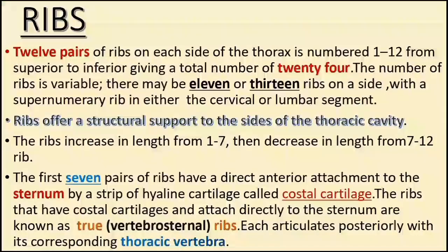Remember, within the thoracic cavity we have very delicate organs, including the heart and the lungs. So the ribs offer structural protection to these elements of the thoracic cavity. The ribs increase in length from 1 to 7, then decrease in length from 7 to 12. The first 7 pairs of ribs have a direct anterior attachment to the sternum by a strip of hyaline cartilage called costal cartilage.